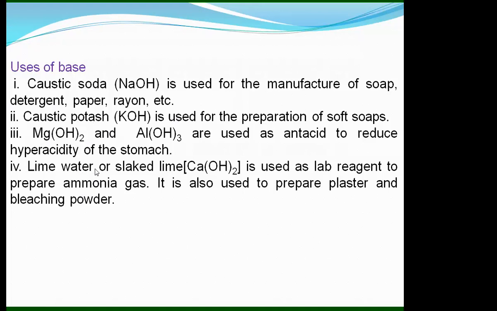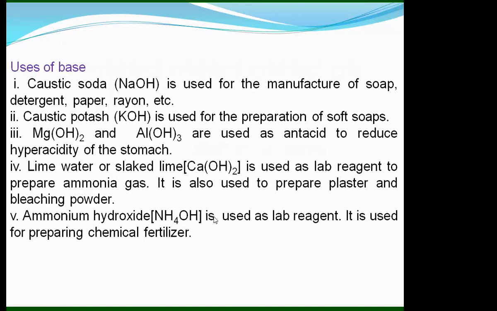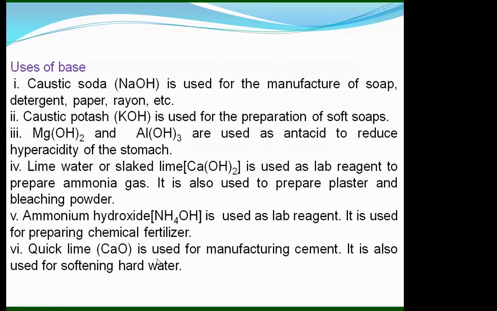Next one, lime water or slaked lime is used as a lab reagent. It is used to prepare plaster and bleaching powder. Ammonium hydroxide is used as a lab reagent and it is used to prepare chemical fertilizer, such as ammonium sulfate and ammonium nitrate. Quick lime, calcium oxide, is used for manufacturing cement. It is also used for softening hard water. You have already studied the method of softening hard water.